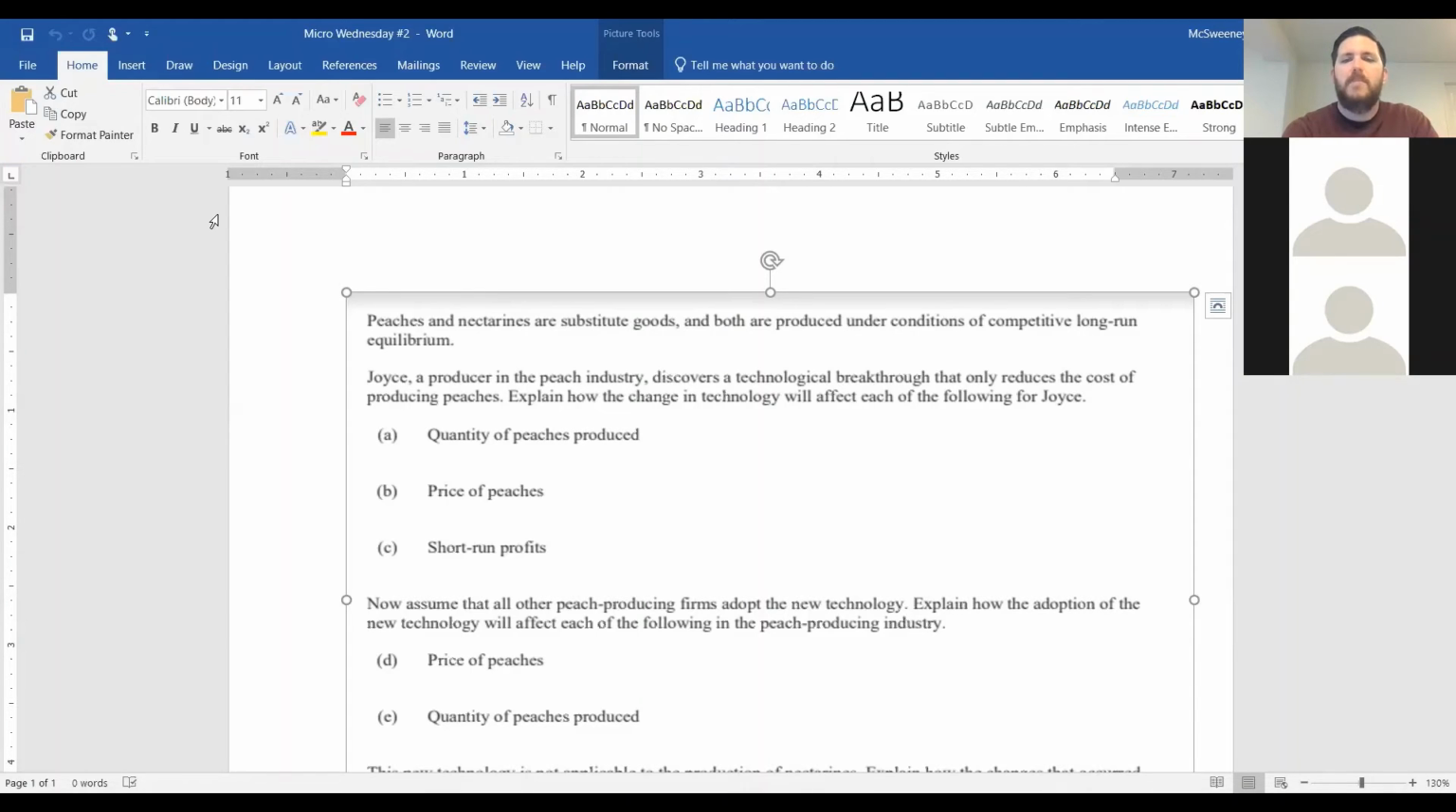And the reason was because I missed the following phrase, okay? It says, explain how the change in technology will affect each of the following for Joyce. That's huge, okay? That language right there lets me know, wait a minute, I'm not looking at the market graph. I'm looking at an individual firm graph here, okay, for Joyce.